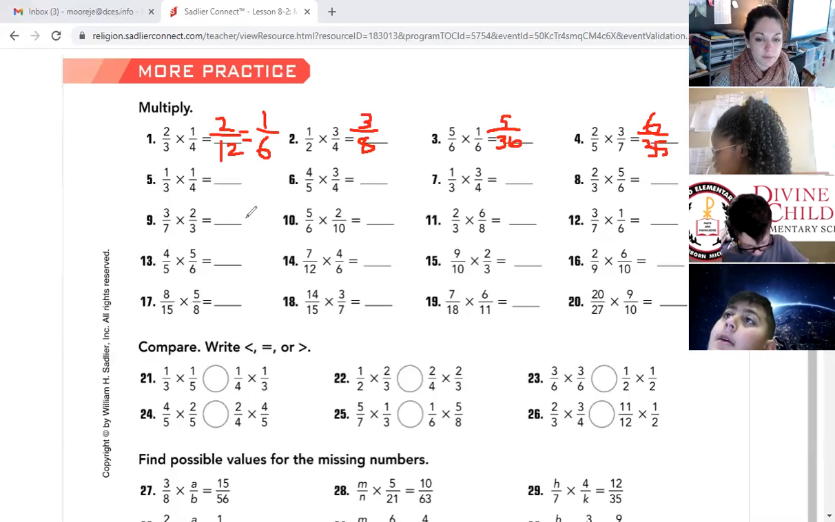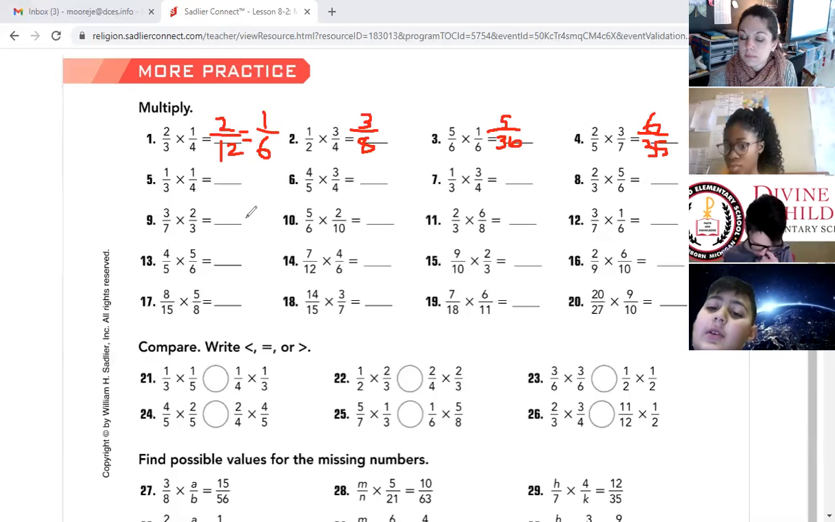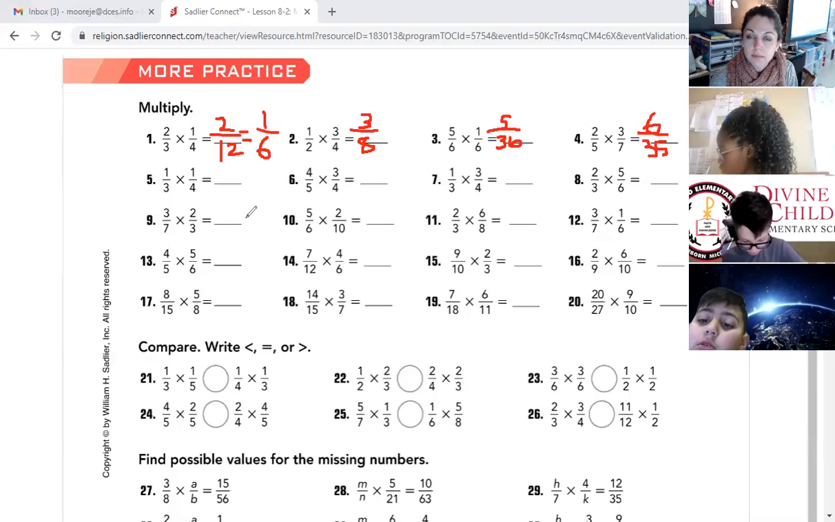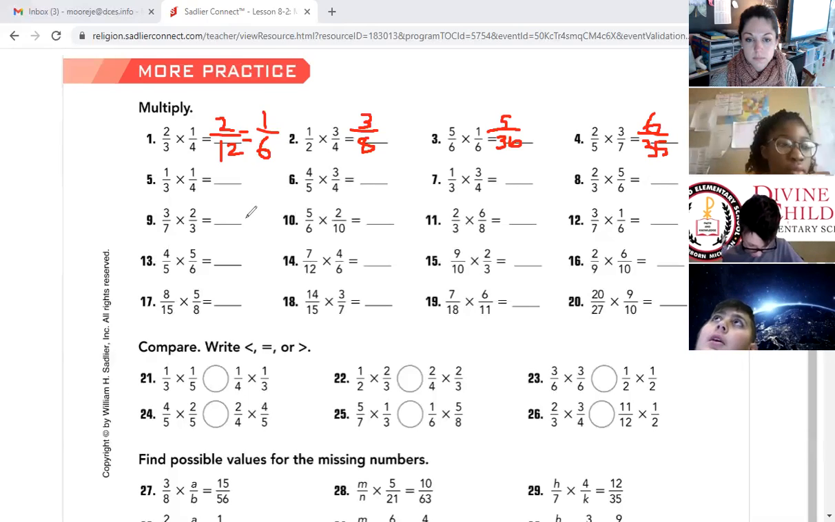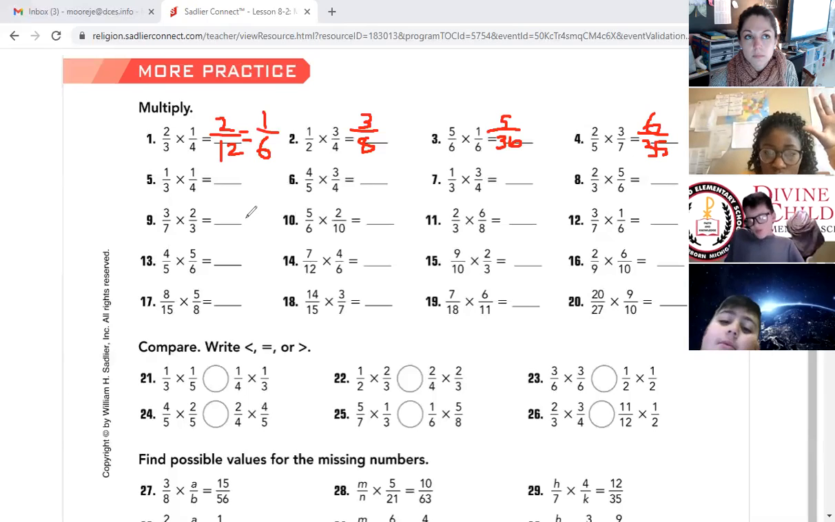Don't forget to simplify, if possible. I have a question from yesterday's homework. Okay. Since I didn't have my book, I wasn't able to do it, but I already checked it. So should I still turn it in?